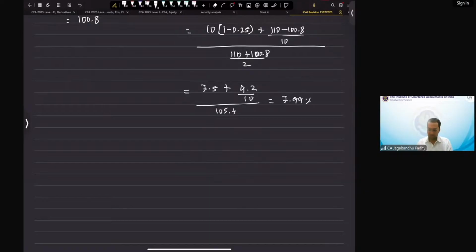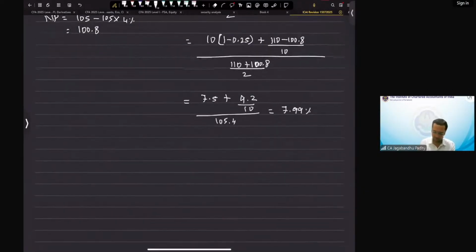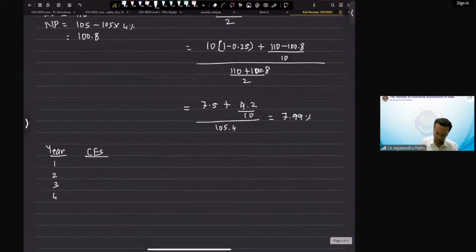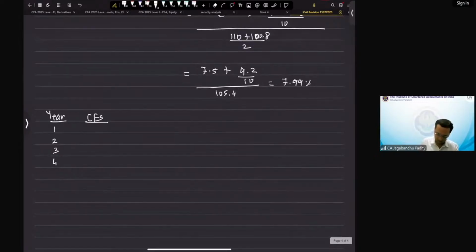Now let us calculate the cost of debt using the IRR method or YTM. For that, we need to write down the year and the cash flows. We have year 1, 2, 3, 4. We have a total of 10 years.